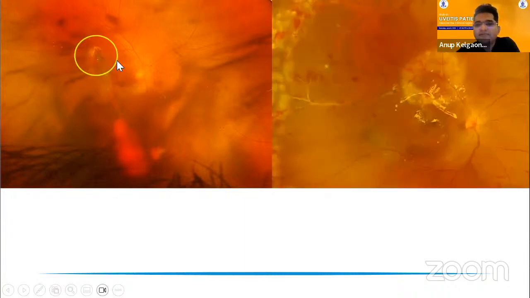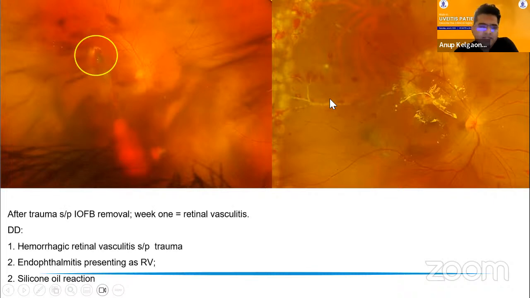Now, this was a surprise. So retinal vasculitis can sometimes be a surprise. There was a trauma, vitreous hemorrhage. You see a small iron foreign body here, and we got the foreign body out, and you see the oil there, retina attached. And on the other eye, there is a retinal vasculitis that you can see here with some hemorrhages. So hemorrhagic retinal vasculitis status post-trauma. And this comes as a surprise at times.